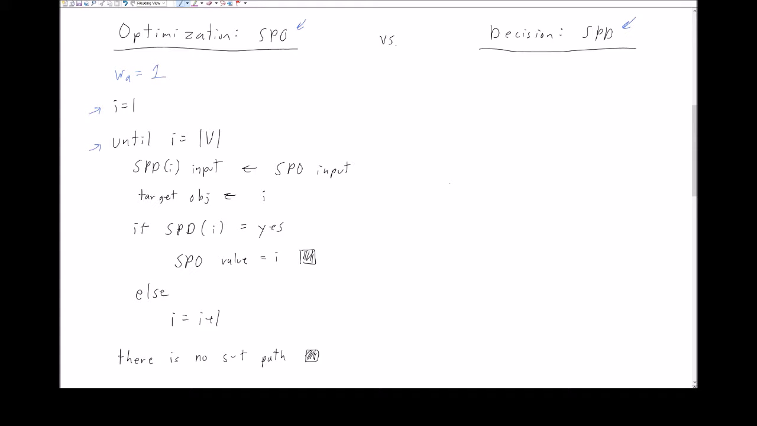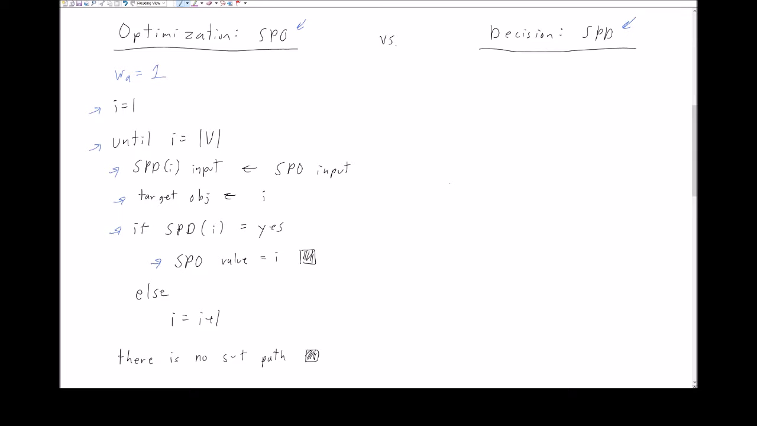The way our reduction is going to work is, at a particular value of a counter, we're going to take the optimization version of the problem's input, copy it to the decision version of the problem's input, and introduce a target. The target is going to be the value of our counter, I. Then we take this input, which is now an input to the decision version of the problem, we solve it, and if we get the answer yes, then we say that the value of our shortest path, the optimization version of the problem, is going to be equal to I, the value of our counter at this time.